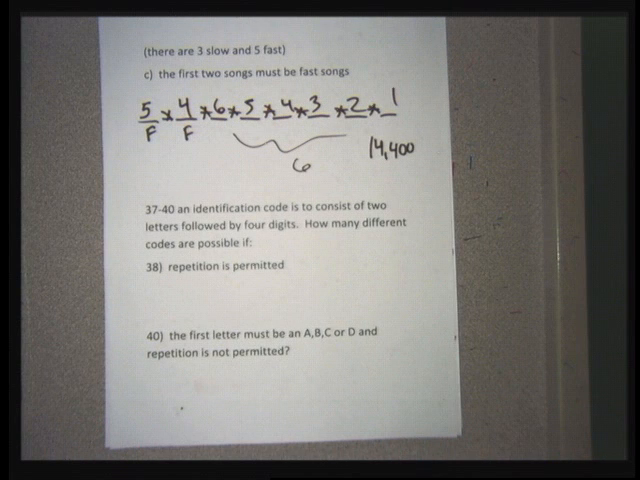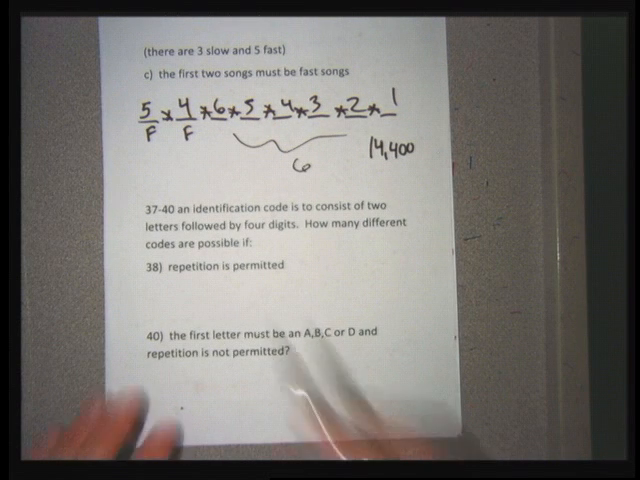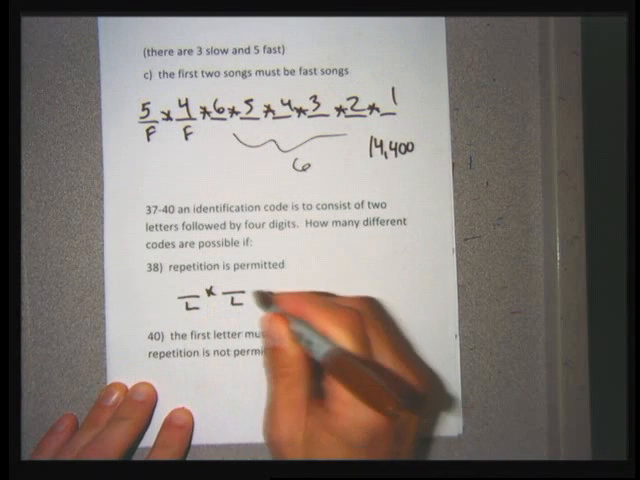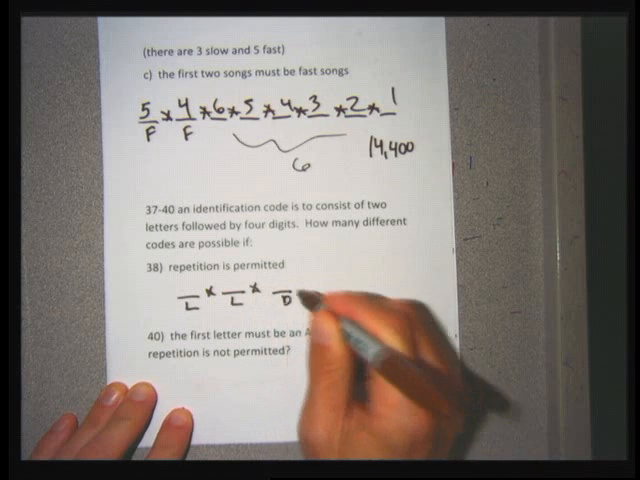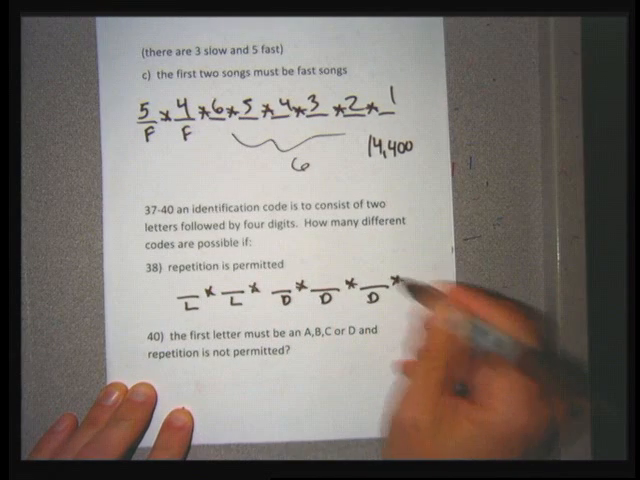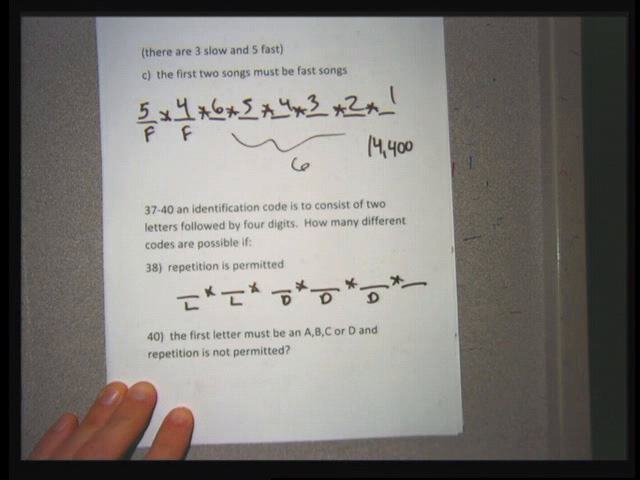37 through 40 wants to have an identification code, has 2 letters followed by 4 digits. So I'm going to go letter, letter, and then number, number, number, number. So digit, digit, digit, digit. And I'm assuming there's 26 letters. Upper and lower cases won't matter to me. And 10 numbers.